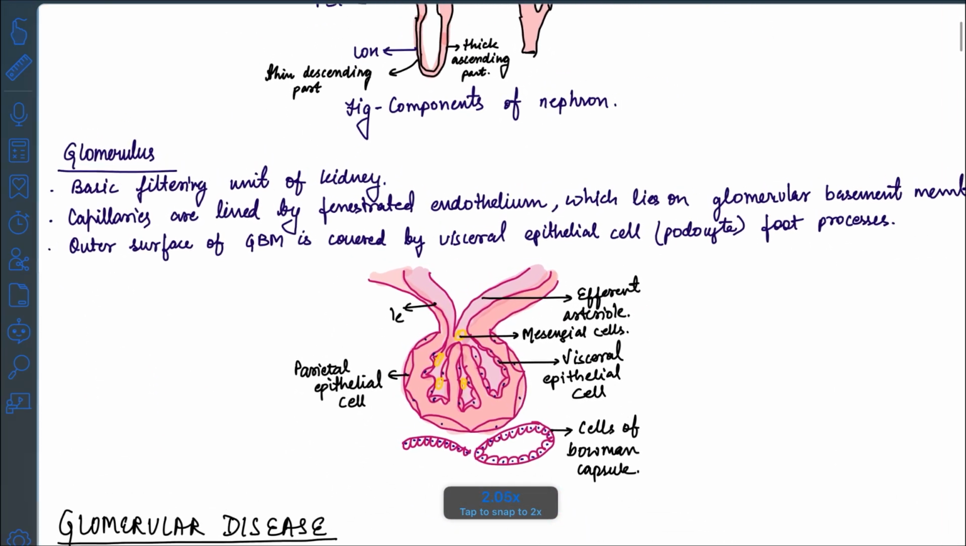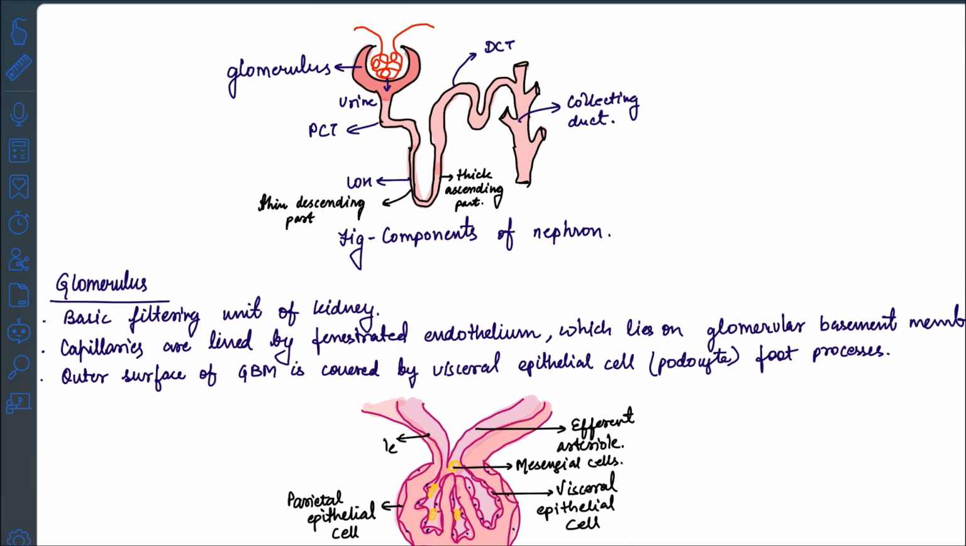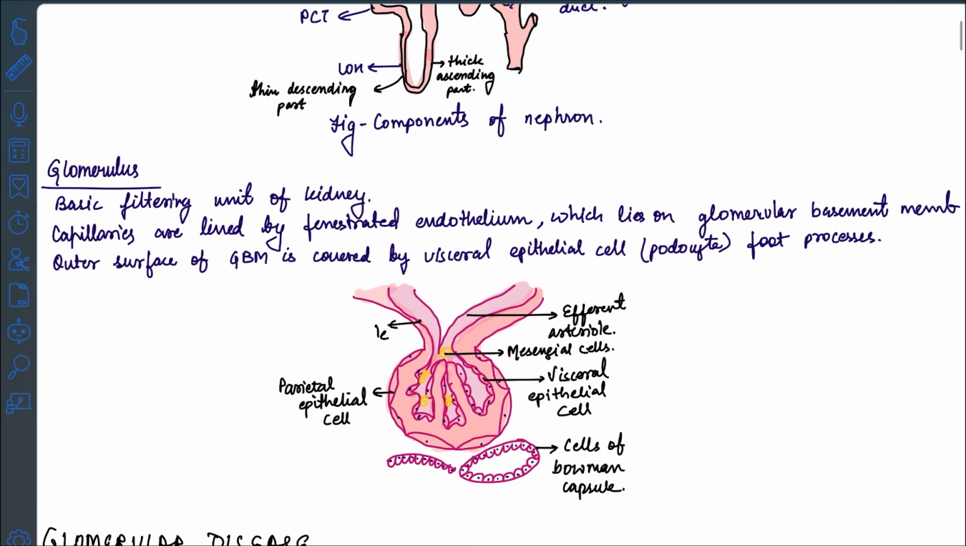First being the glomerulus. It is the basic filtering unit of kidney. It consists of tuft of anastomosing network of capillaries. These capillaries are lined by fenestrated endothelium, which lie on the glomerular basement membrane. The outer surface of the glomerular basement membrane is covered by visceral epithelium, which is otherwise also known as podocyte, and they have foot processes, which are known as pedicles.